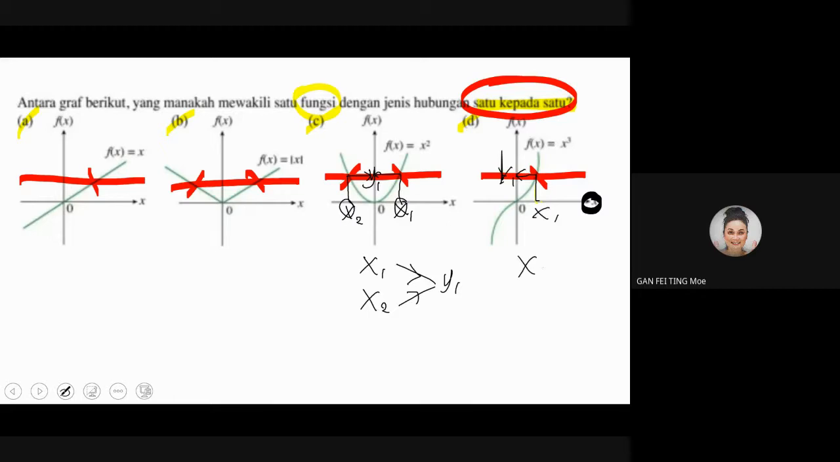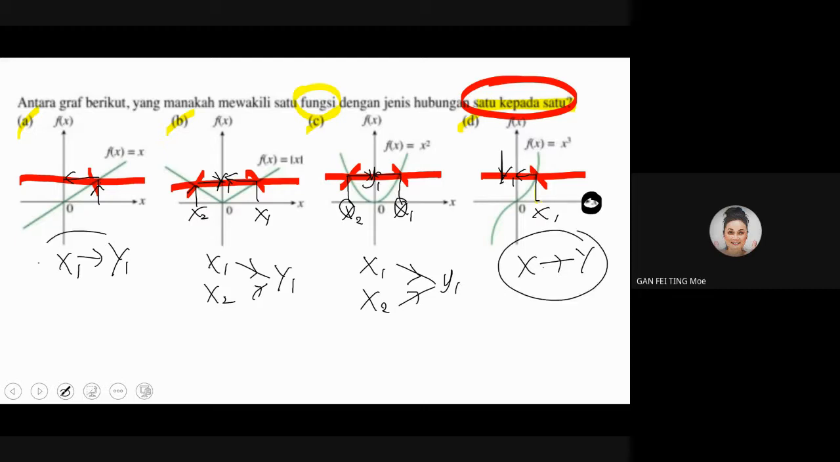This is X to Y. For this case here, the same thing: X1, X2 to Y1. Okay, how about this? This is here and here. So this is X1 to Y1. All right, so which one is one-to-one? It means your answer is correct, A and D.